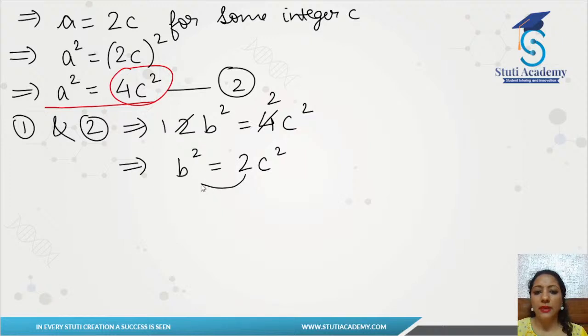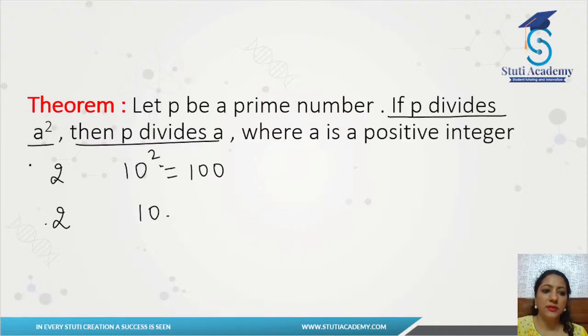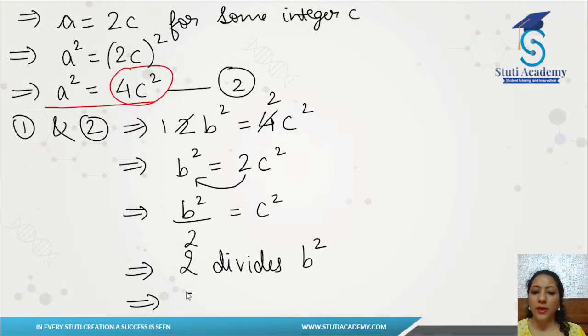Now in the next step, I'm going to take 2 on the other side and this will get divided. So we'll get b square upon 2 is equal to c square. Here it's the same thing. We are taking b square and dividing by 2, so we are getting an integer. So we can say that b square is divisible by 2, that is, 2 divides b square. 2 is a prime number, it divides b square, so we can say 2 divides b also. So we are using this theorem: if p divides a square, then p divides a. So if 2 divides b square, then 2 divides b.